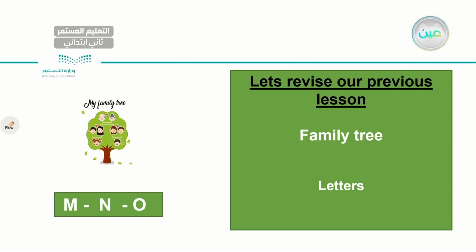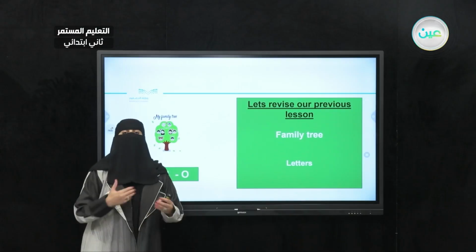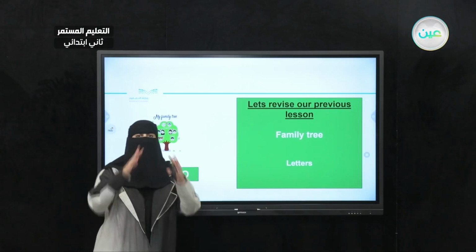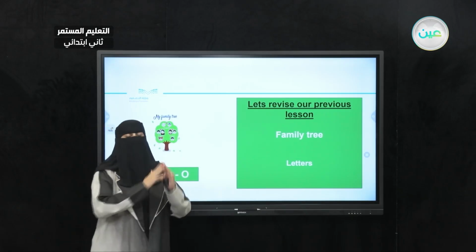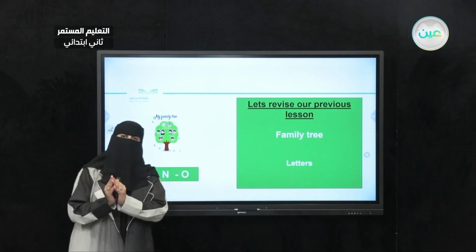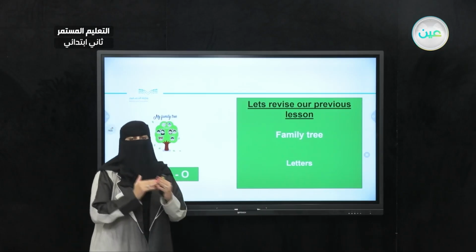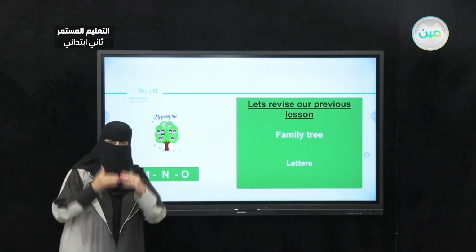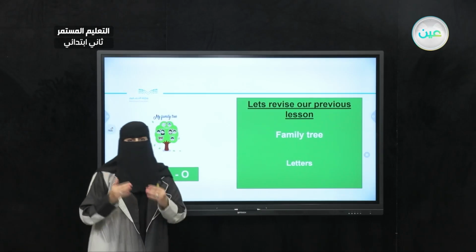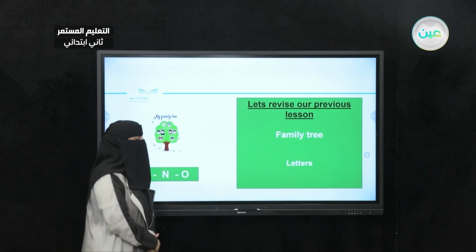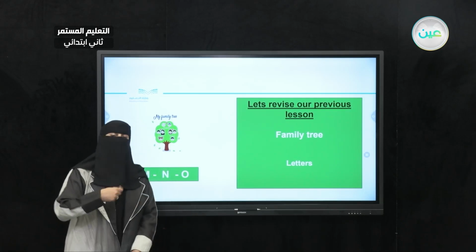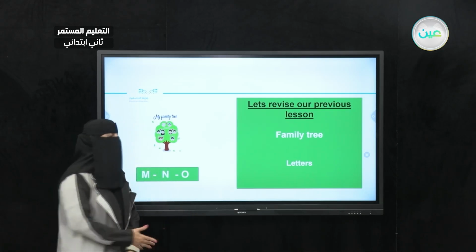Let's revise our previous lesson, my dear student. In the previous lesson, we introduced the family tree. What do we mean by family tree? We introduce members of the family in a certain order, and we use a tree. Starting from the top of the tree, I have a grandfather, grandmother, and then I have mother, father, uncle, aunt. Very good. And then we have brother, sister, and cousins. Also, we introduced 3 letters, M and O. We will practice writing these letters also today.